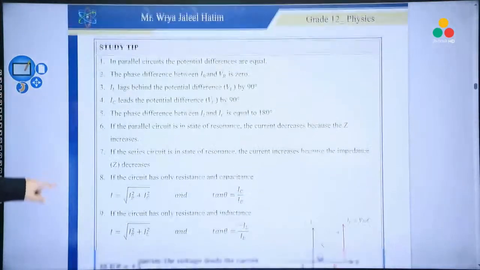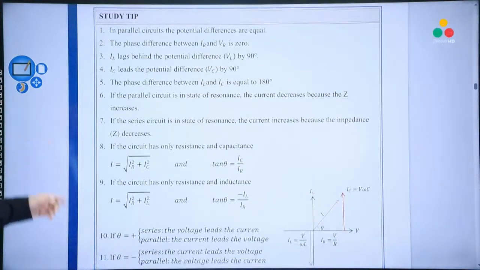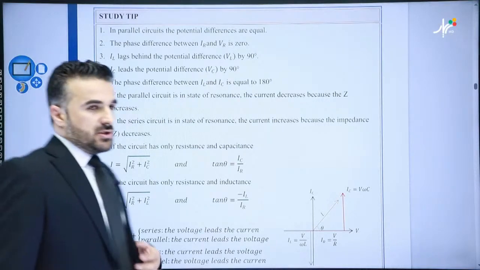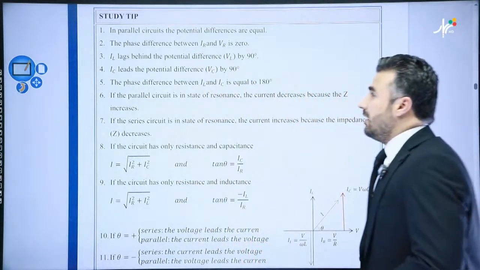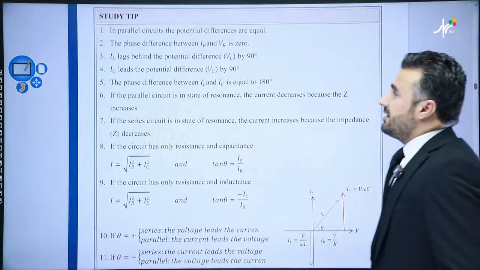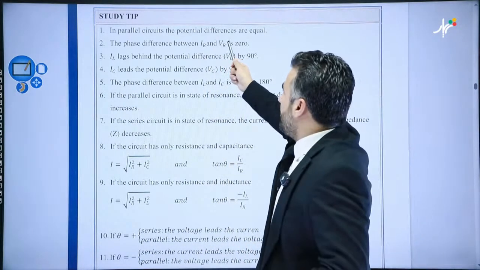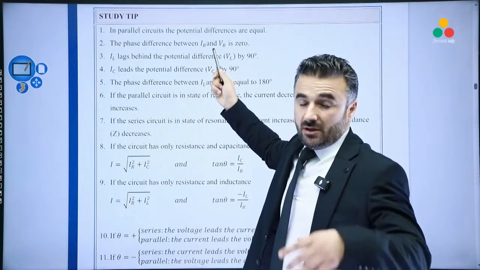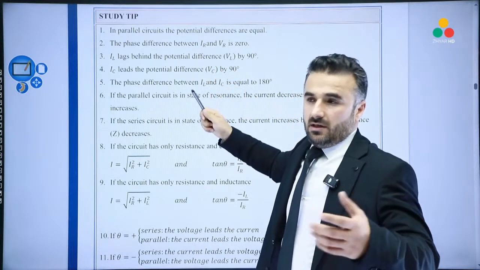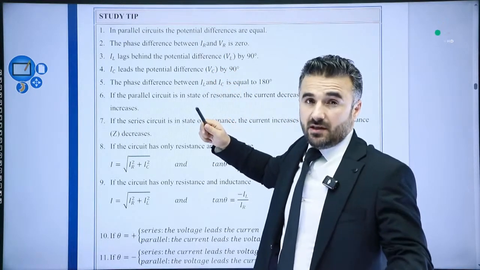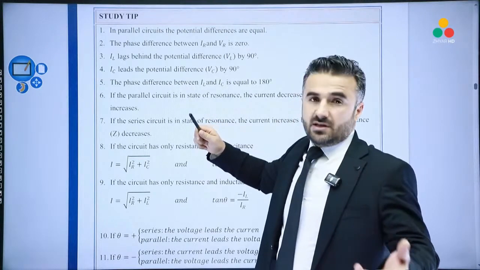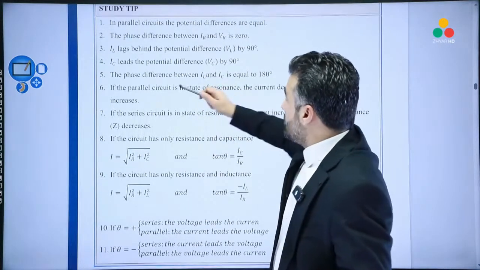Okay, so take a look here. We have a few more study tips. What does it say? It says, in parallel circuits, the potential differences are equal. Don't forget. That is because we have a parallel circuit. The phase difference between IR and VR is always 0, because we've mentioned the voltage and the current across the pure resistance is 0. There's no phase difference.